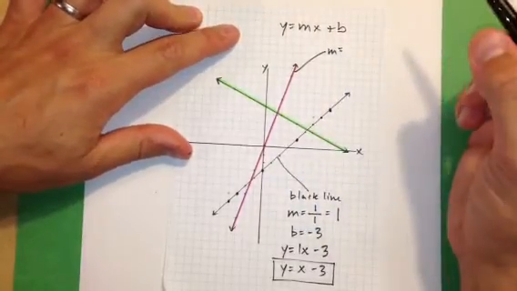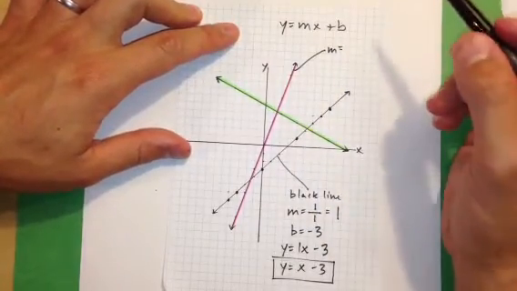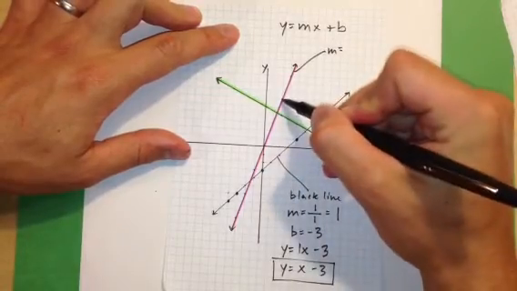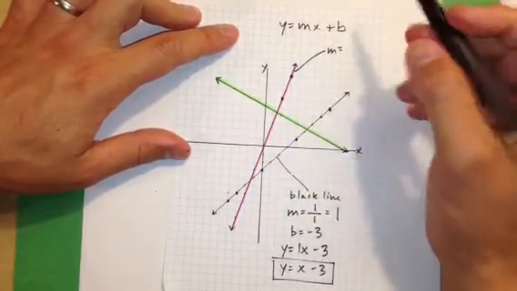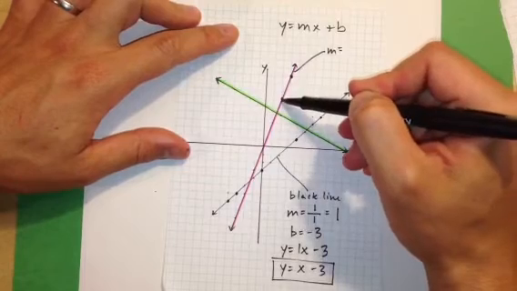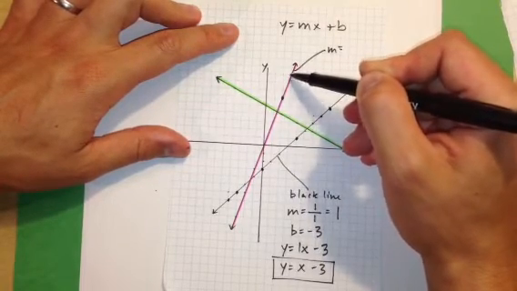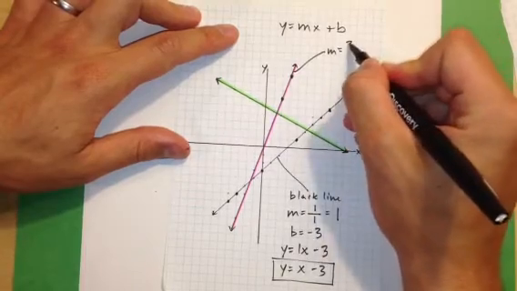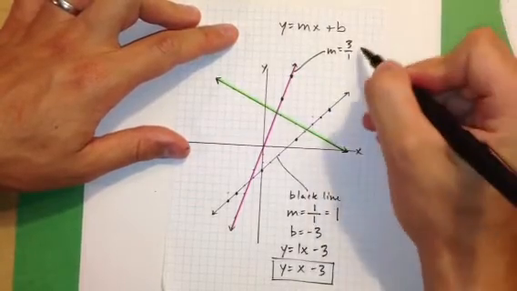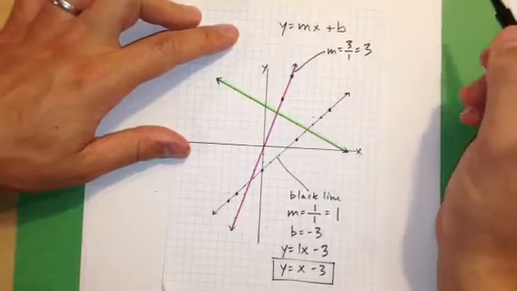What's the slope of the pink line? Let me pick 2 points on the line. Pick this point right here and this point right here. Again, my change in y is 3 units in the positive direction for every 1 unit in the x direction. My slope is 3 over 1, or in other words, just 3.